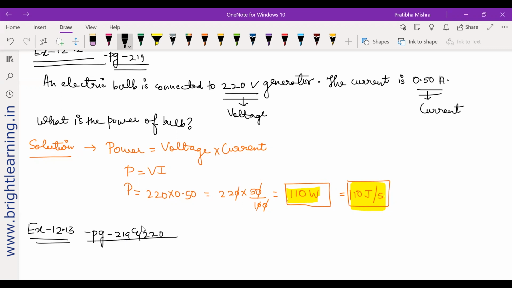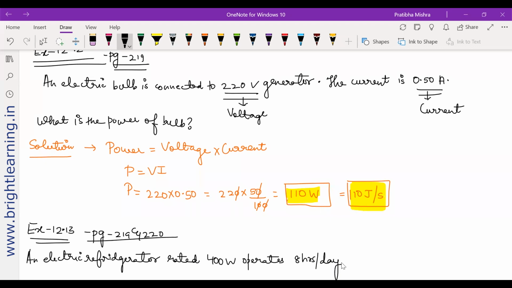Now, the question is: an electric refrigerator. They're talking about an electric refrigerator. One second, I'll just correct the spelling of it. It's I, refrigerator. It is rated as 400 watt. That's the power. It is operating how many hours per day? 8 hours per day. So it's not operating all the 24 hours right now. They have just given us a condition.